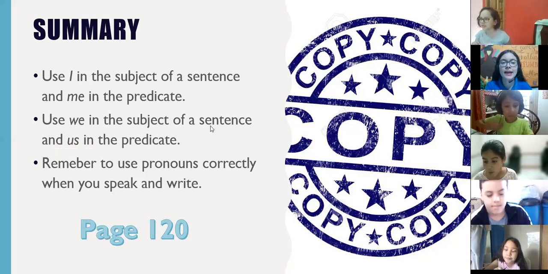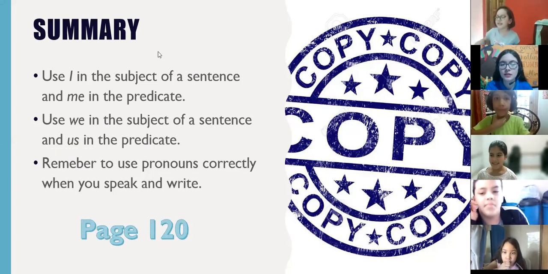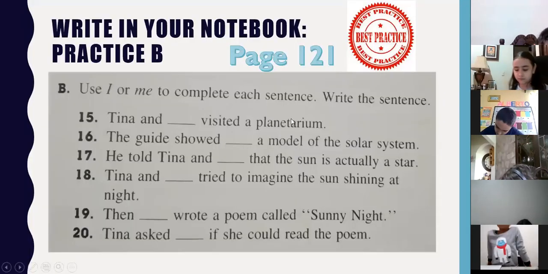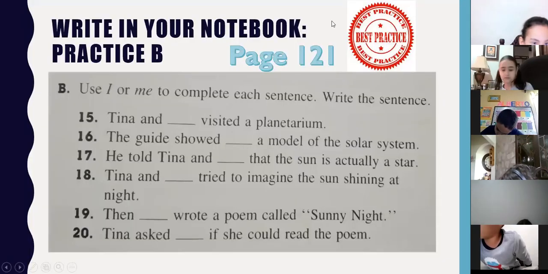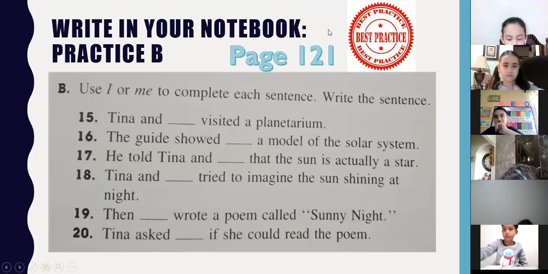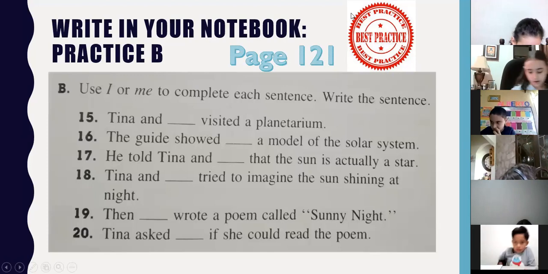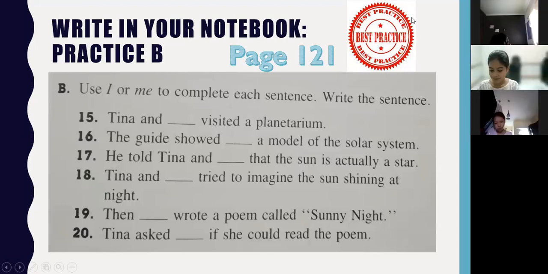Remember, we use I and we in the subject of the sentence, and we use me and us in the predicate. Now, let's write in the notebook. We're going to copy practice B in the notebook now. You can find it on page 121. We're going to use I or me to complete each of the sentences. Yes, copy everything in your notebook. You need to copy all these sentences, and we're going to complete them.